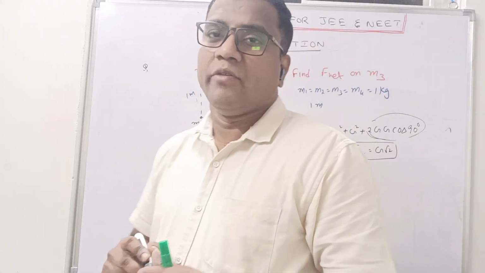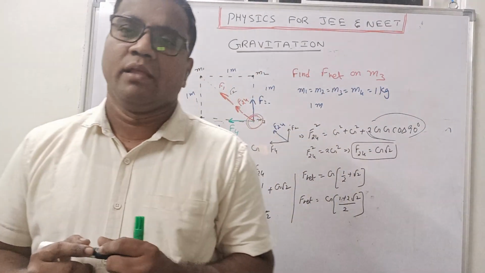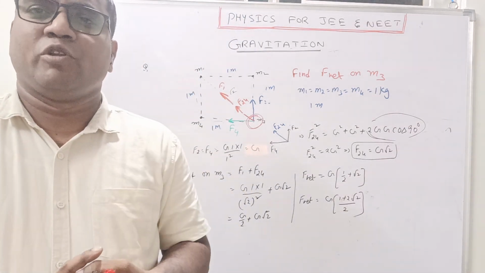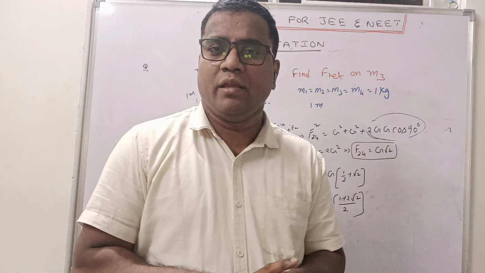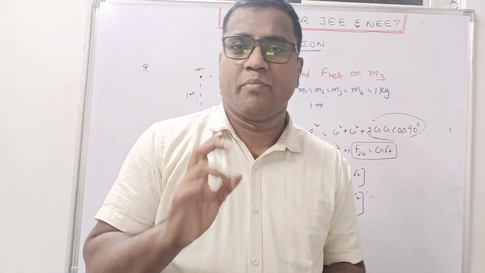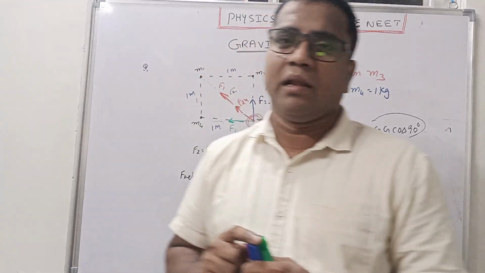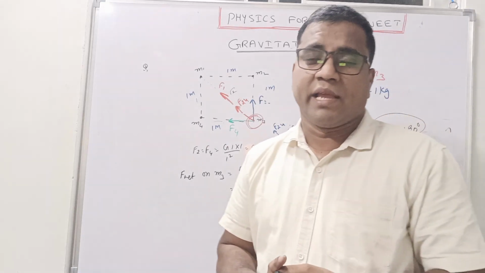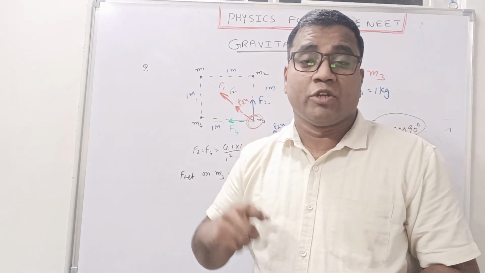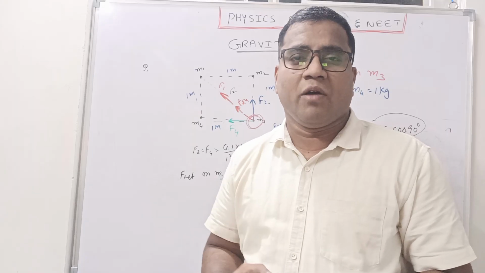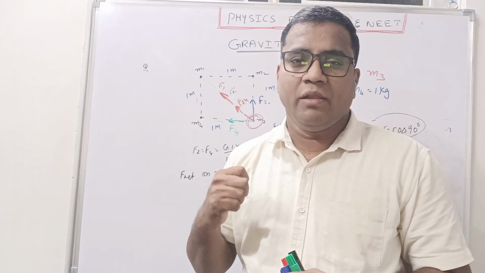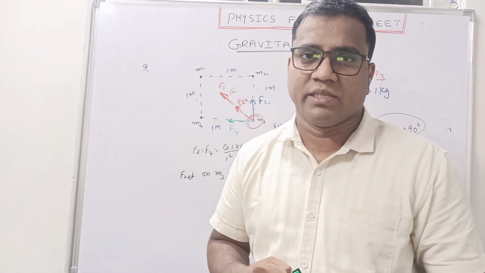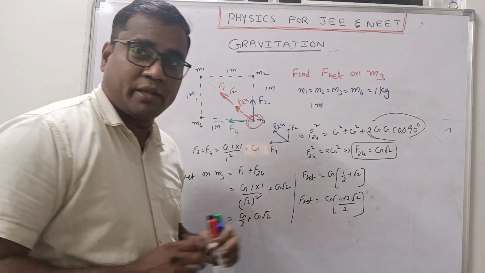So in this way, whether 2 particles, 3 particles or 4 particles are given, we can find out the net force acting on the given mass. This is called the principle of superposition. According to the principle of superposition, the total force is equal to the vector sum of the individual forces. I hope you understood this topic. Thank you.